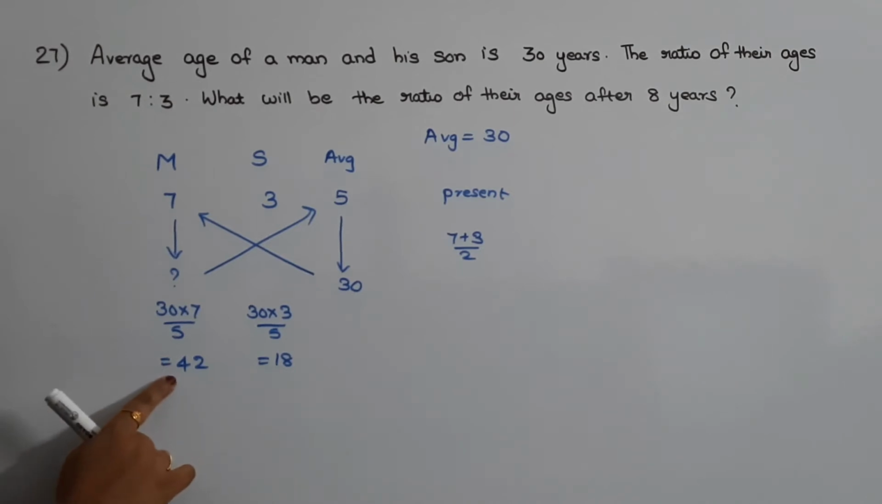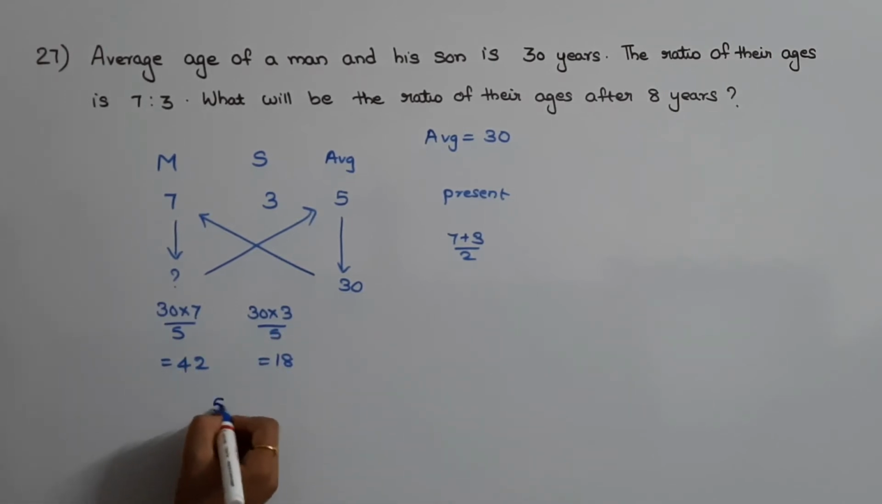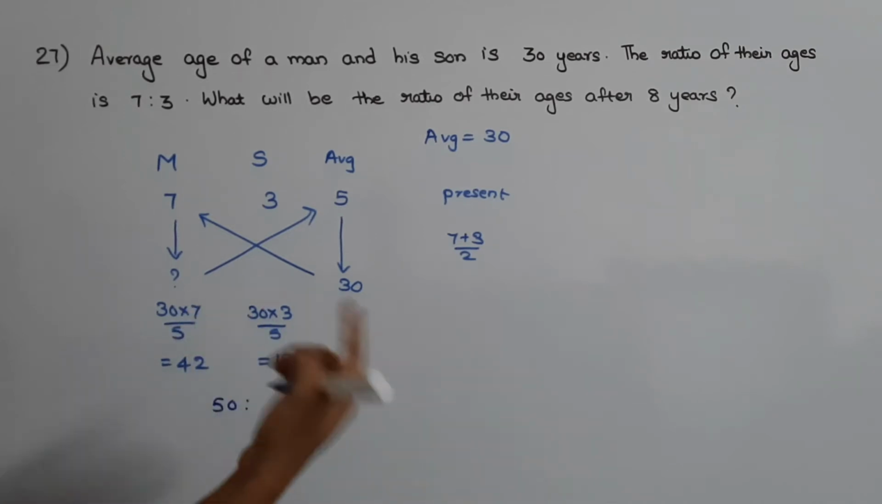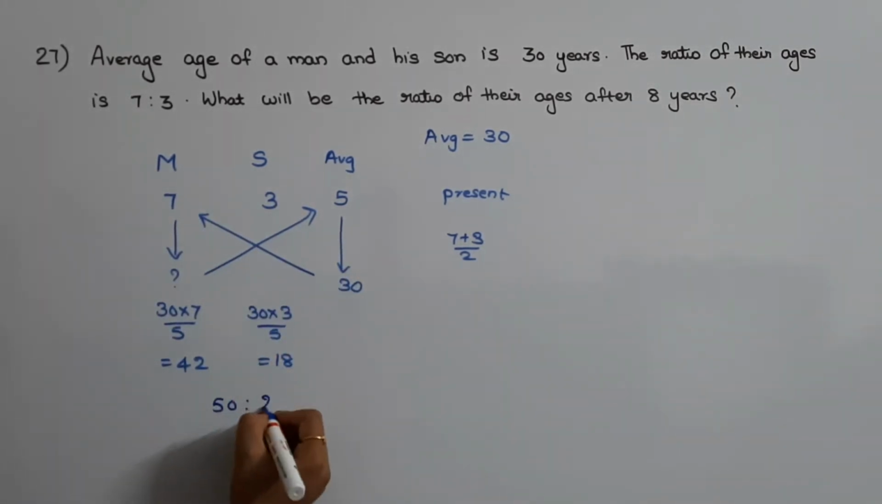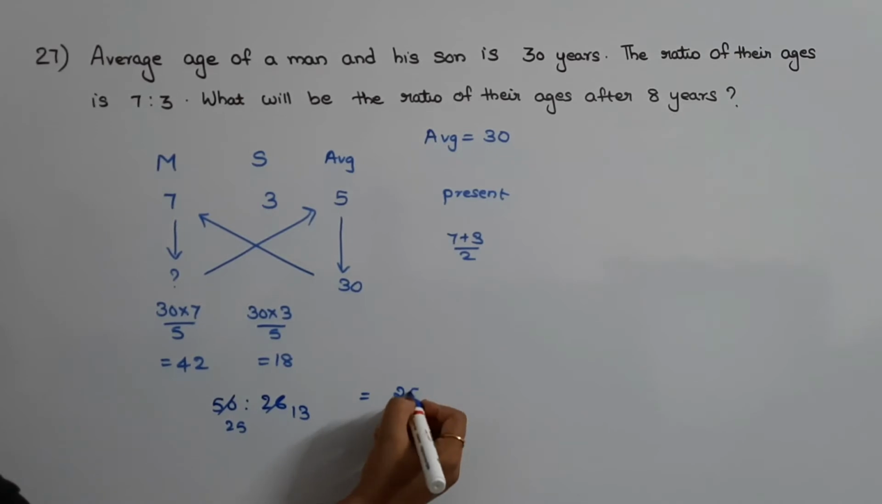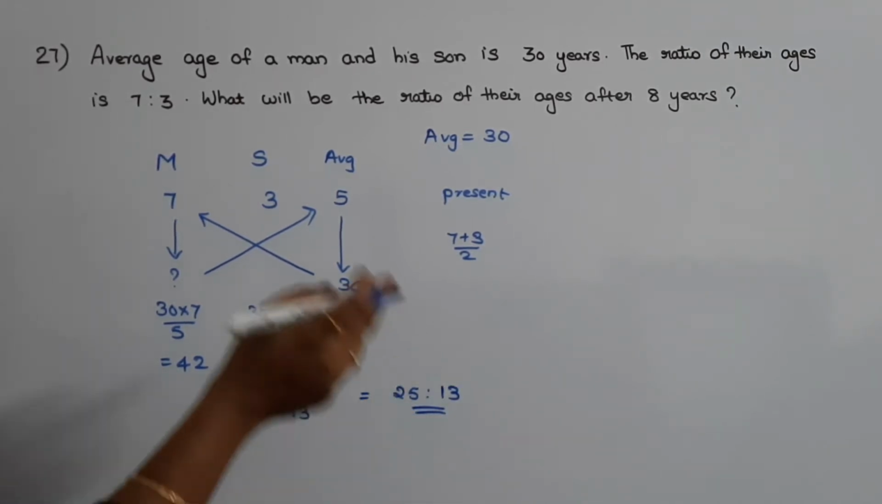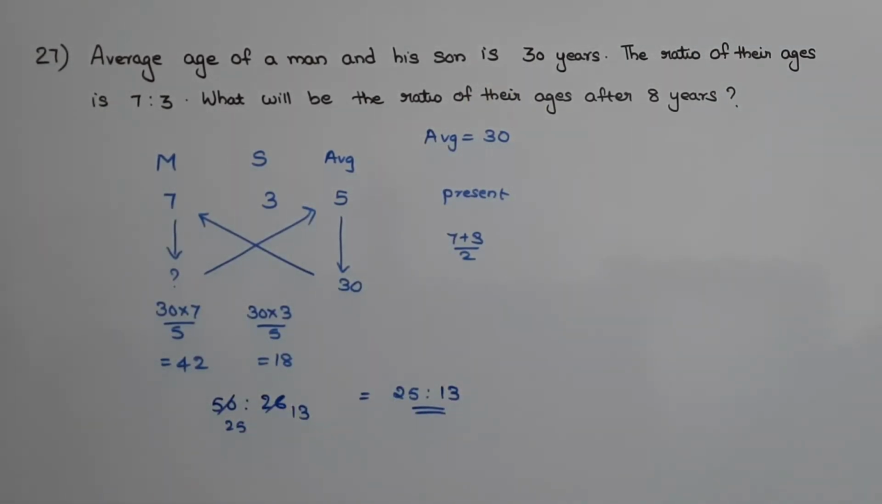If at present man's age is 42, then after 8 years his age will be 42 plus 8, that is 50. If at present son's age is 18, then after 8 years his age will be 18 plus 8, that is 26. Hence what will be the ratio of their ages? That will be equal to 25:13. Hence the ratio of the ages of man and son after 8 years will be 25:13.